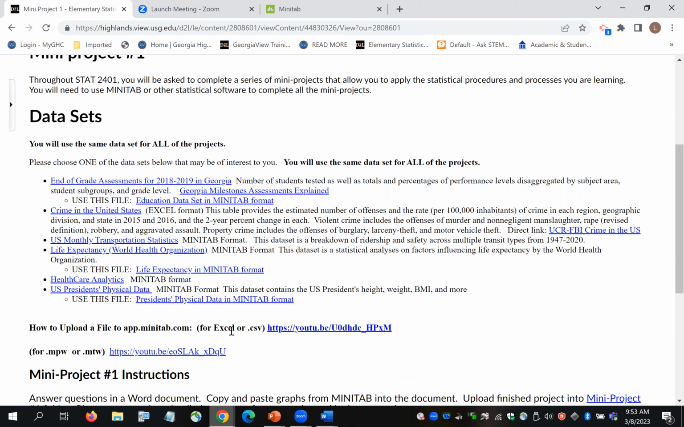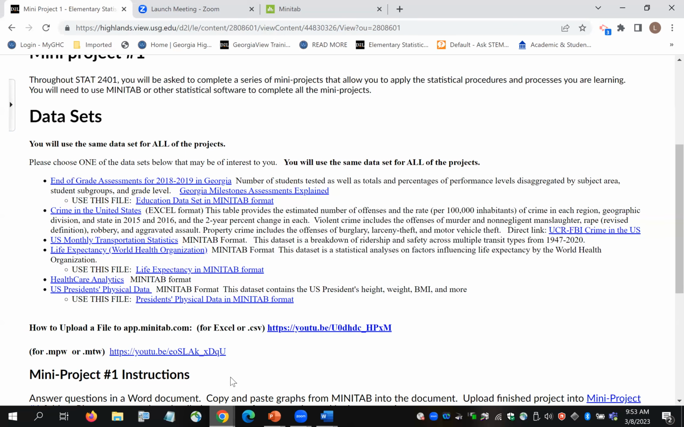I tried to find some that perhaps relate to your majors. I have one related to crime, if you want to use that one for criminal justice. I have some on transportation, some on healthcare. For those of you who are film study majors, I've tried to find one related to movies or films. I haven't been successful finding one that has enough information. But the one that students kind of navigate to that's just a fun data set is the U.S. President's physical data. And notice I have it in Minitab format.